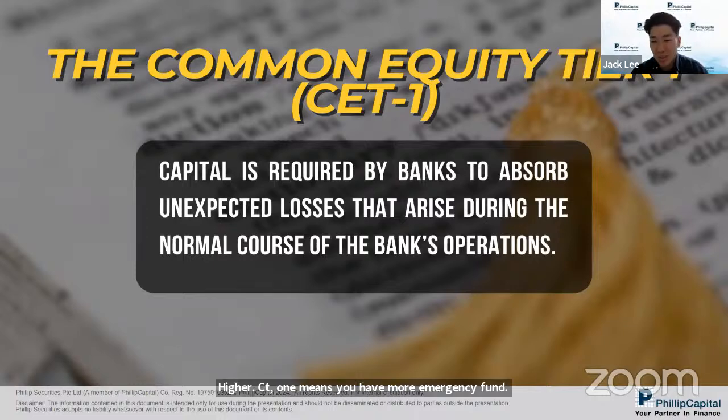But of course, you don't want a bank to have a very high CET1 because they need their money to invest. So this has to be quite a good percentage, but not a very high percentage. So the minimum requirement is 4.5%, but for Singapore banks it is around 15%. So it's looking quite good for Singapore banks.